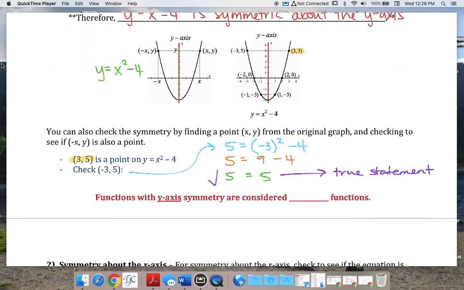Graphs that are symmetric about the y-axis are also considered even functions. So as we go forward, when you start practicing and looking at some examples, you will identify both the symmetry of the function and the type of function it is. So symmetry being x-axis, y-axis, or origin symmetry, and then we'll classify it as even, odd, or neither as the type of function.